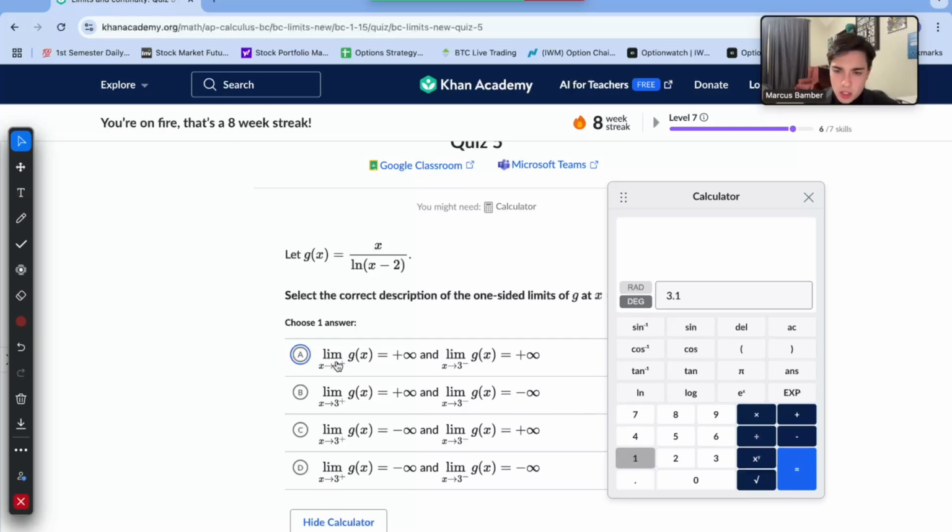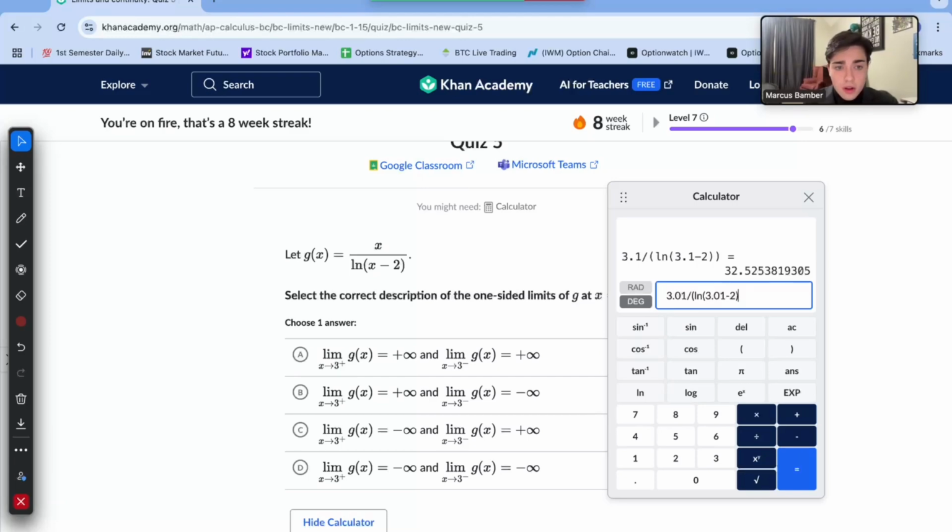So for this example, when we substitute in 3.1, we will have 3.1 in our numerator divided by the natural log of 3.1 minus 2, because remember, we're substituting in 3.1 for x. And then we close off the parentheses to represent the denominator. We set this equal, and we get 32.5. Now, can we take the same thing? No, we cannot. So now we're going to use 3.01 to illustrate what's happening to our y values as we get closer and closer to 3 from the right side, demonstrating that one-sided limit. Divided by the natural log of 3.01 minus 2, close the parentheses.